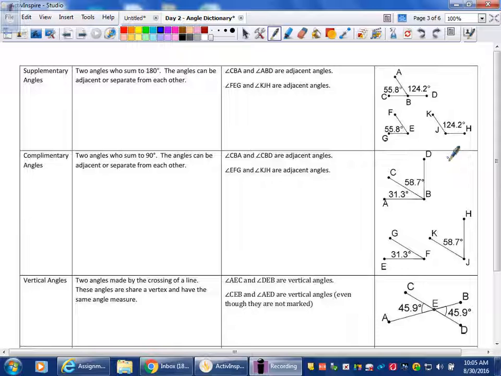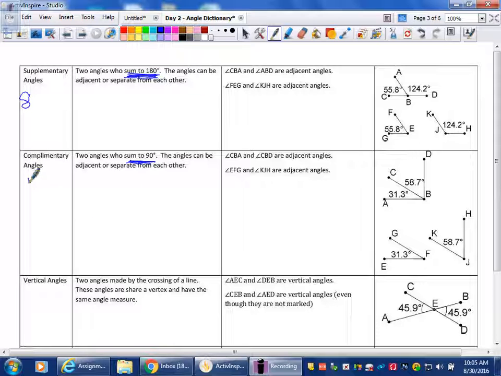Now let's talk about some things that you should have heard before, but we're going to reiterate. Supplementary angles, those are angles whose sum is 180. How do I remember supplementary? The S makes an 8, so it adds up to 180. Okay? Complementary angles add up to 90.